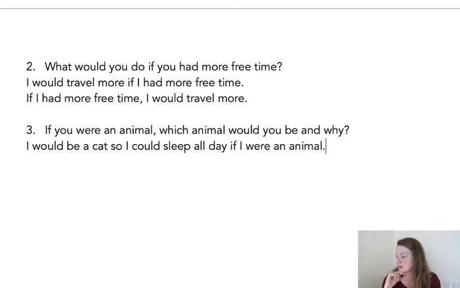Yeah. I would be a wolf because it is independent if I were an animal. This sounds a little odd, only because you've got the because it is independent part. I would put the if part first. I wouldn't put it last there.